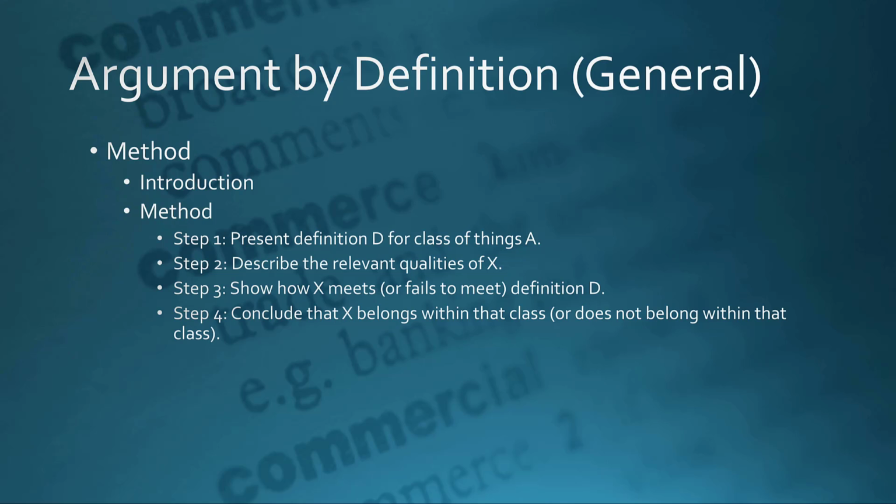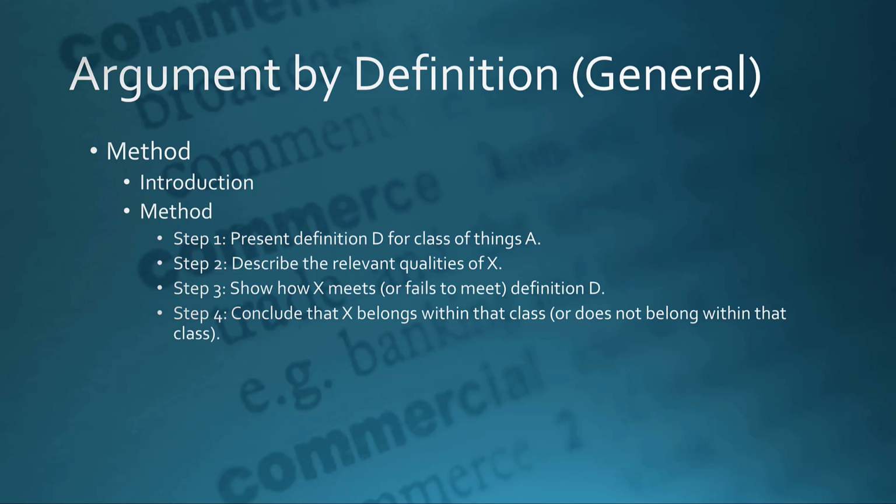The argument by definition is a general method of arguing, although our focus, of course, will be how to use it in the context of ethics. A common way to argue is to argue that something belongs to a class of things because it fits a definition for that class. So you might argue, for example, in the case of thinking of ethics, we often focus on questions like what is a person to address the ethics of personhood.